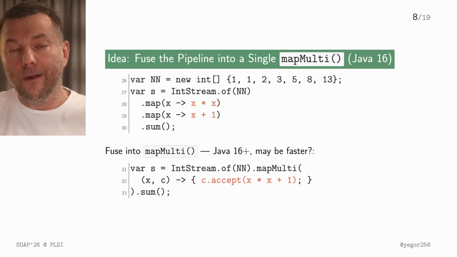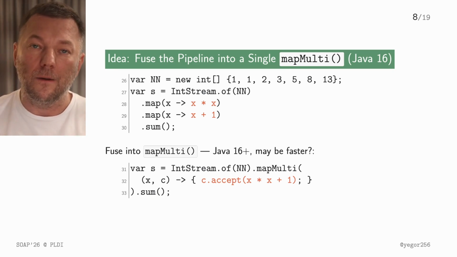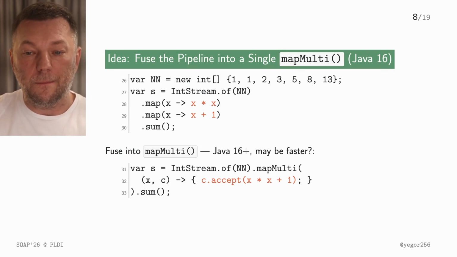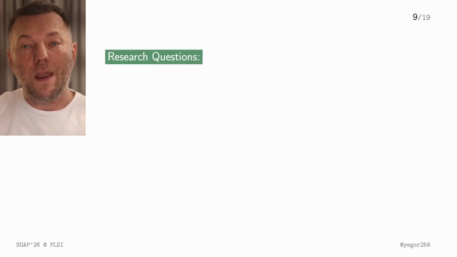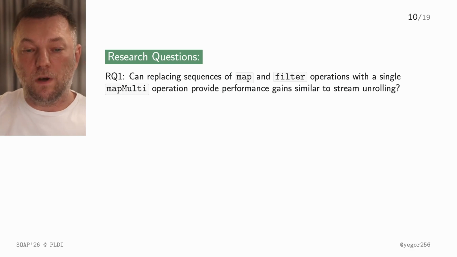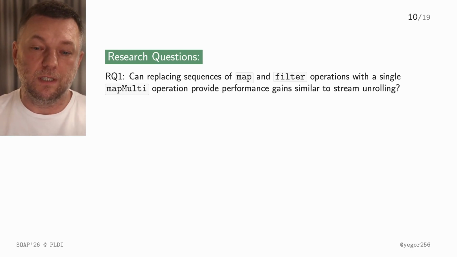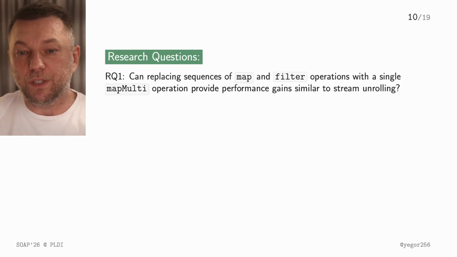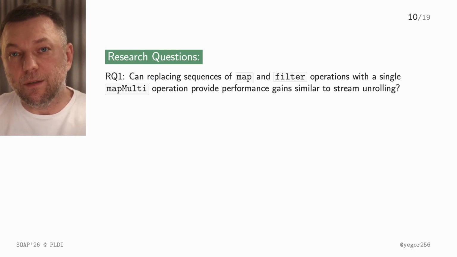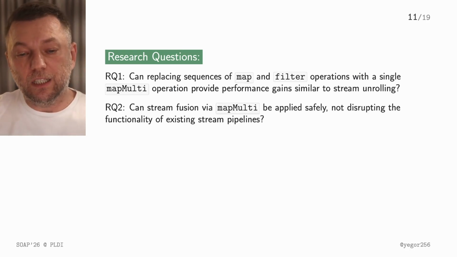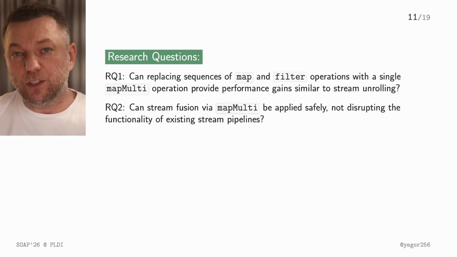And we can join them, thus potentially reducing the time which is necessary to run a long pipeline. That was our hypothesis. So we asked 2 research questions. First one, can we join 2 operations like map and filter together and gain some performance gains which are similar to what stream unrolling can provide? And the second question, whether we can safely do that.